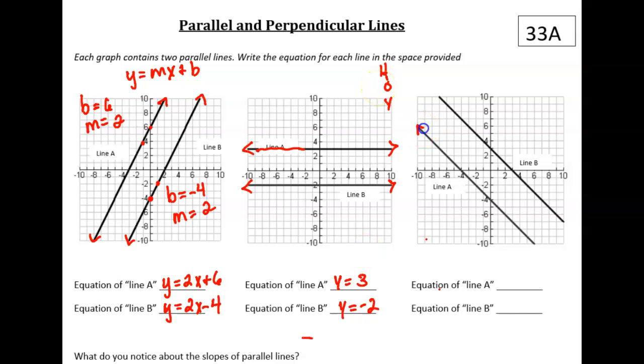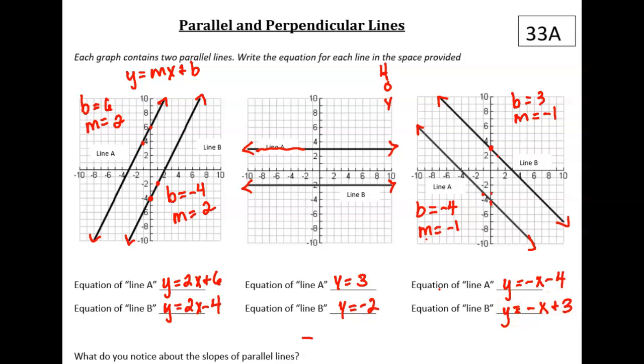All right, looking at our third example here. Looking at line A, we cross at -4, so our y-intercept is going to be -4. And our slope is going to be, we rise 1 and go left 1, so our slope here is -1. So the equation of line A would be y is equal to -x minus 4. And then with line B, our y-intercept is at 3, so our b is equal to 3. And our slope here, again, we would go down 1 to the right 1, so we would get -1 over 1, which is -1. So the equation here would be y is equal to -x plus 3.